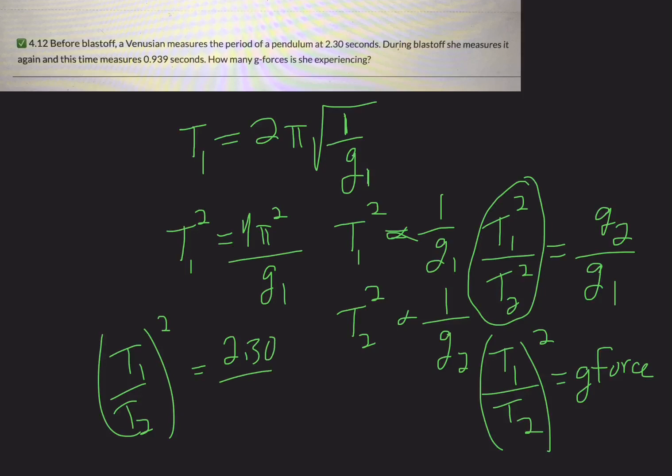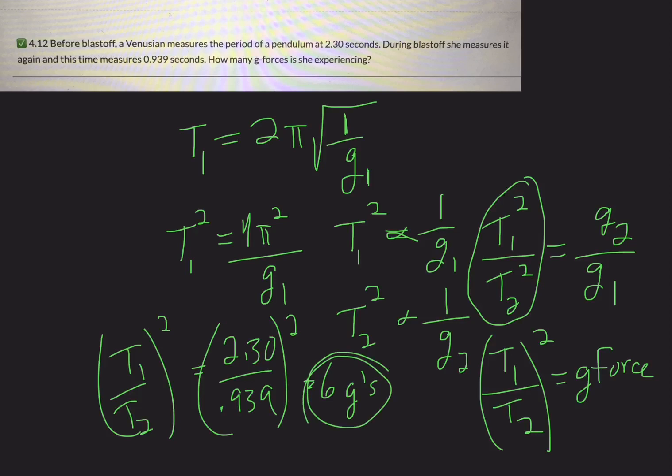So period 1 was 2.30. We're going to divide it by 0.939, and we're going to square that. I'll do that real quick. 2.30 divided by 0.939, and square it, and I get 6 G's, 6 G forces. Okay, which is okay.